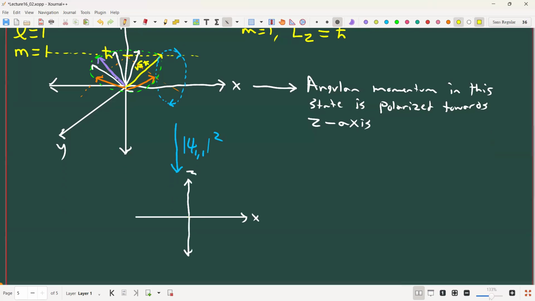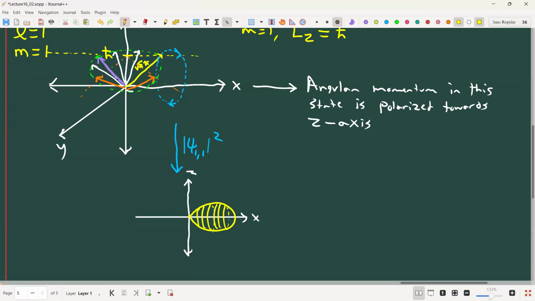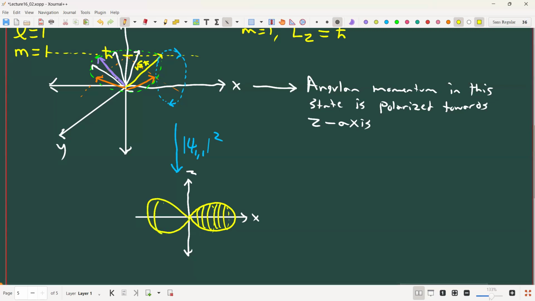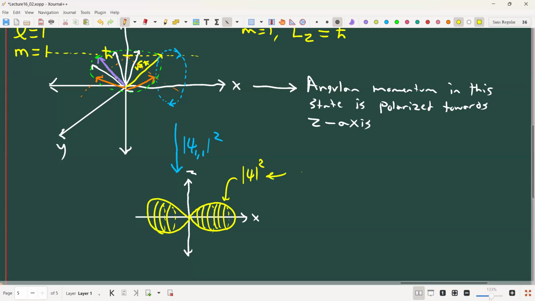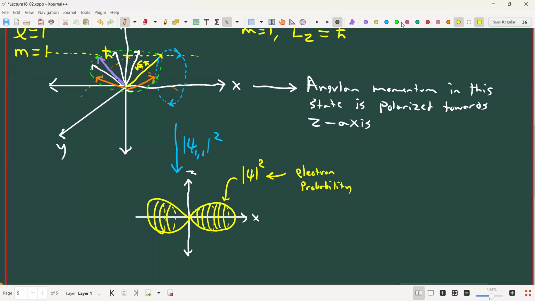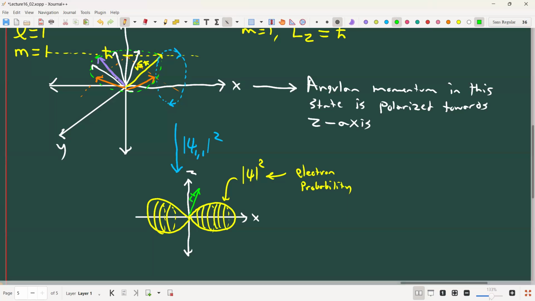we find is the 2p orbital. This is psi squared, right? This tells you where the electron is, the electron probability. Right, and this is consistent with an angular momentum vector that's pointing towards the z-axis. So this is consistent with an angular momentum in this direction on the z-axis.